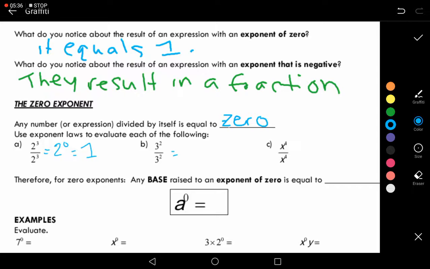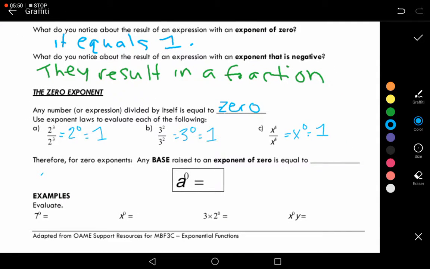2 minus 2 is 0, so we have 3 to the power of 0, and we know that that will equal 1. And lastly, x to the power of 4 divided by x to the power of 4, again, is going to be x to the power of 0, which gives us an answer of 1. So therefore, any base raised to an exponent of 0 is going to be equal to 1. Okay, so a to the 0 as a general formula will always be 1.